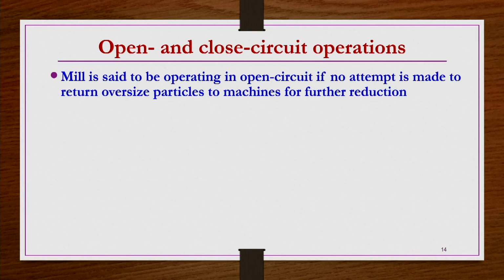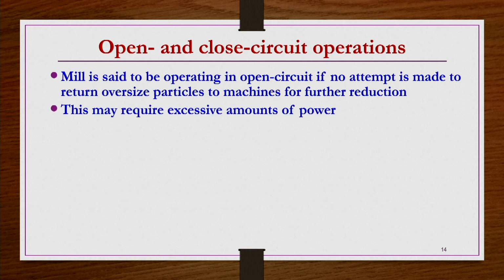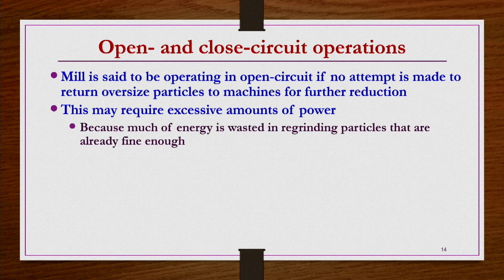The mill is said to be operating in open circuit if no attempt is made to return oversized particles to machines for further reduction. So, if you are not making any attempt to return oversized particles to the machine for further reduction, then such mills are operating under open circuit conditions. This may require excess amounts of power in general. Why? Because much of the energy is wasted in grinding particles that are already fine enough.